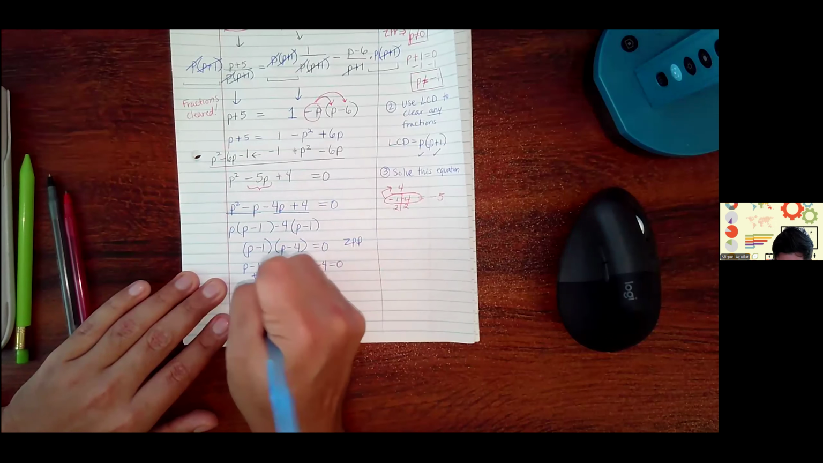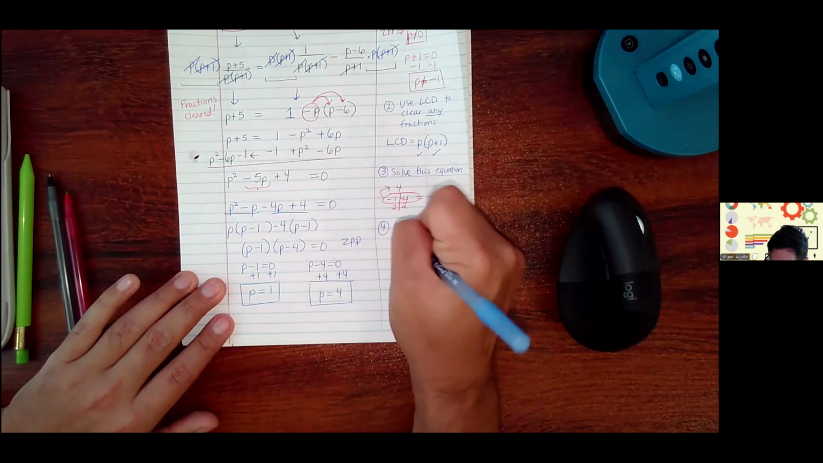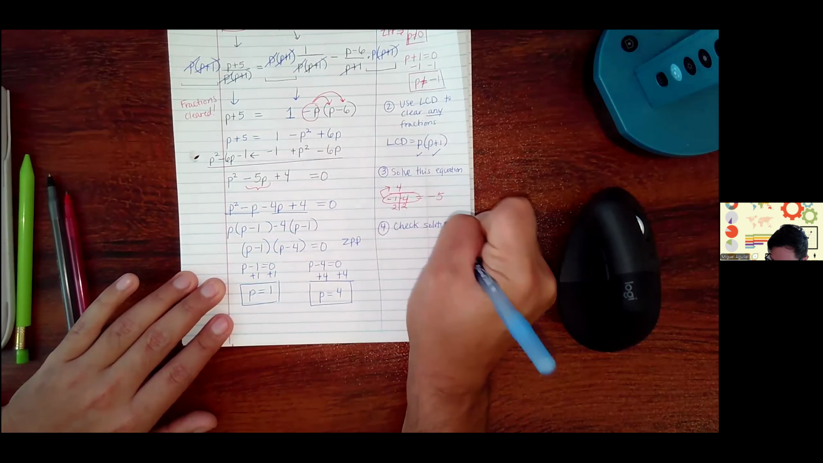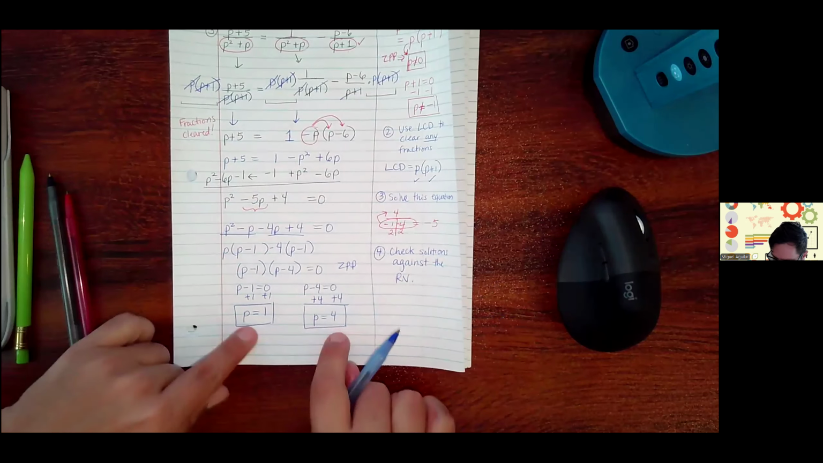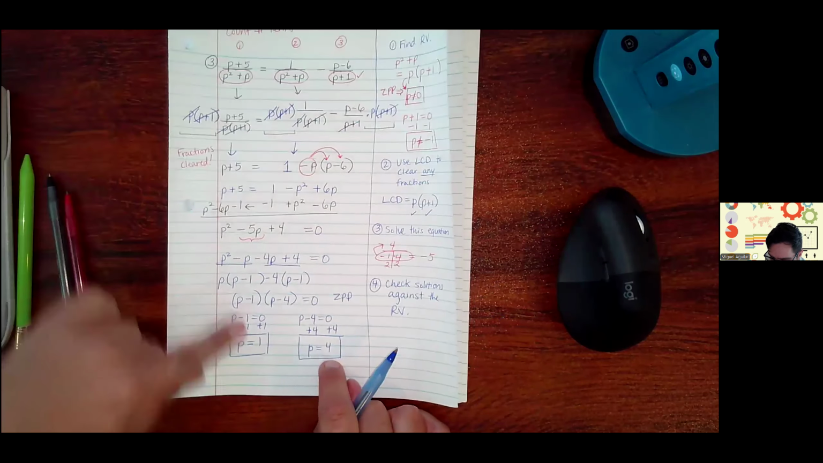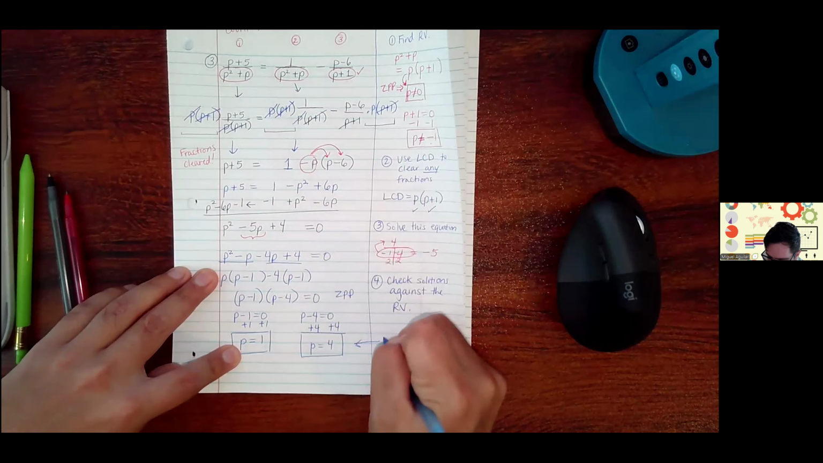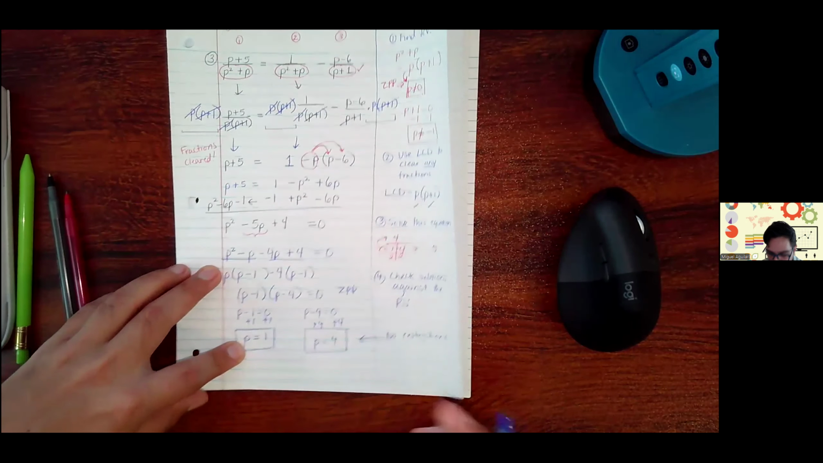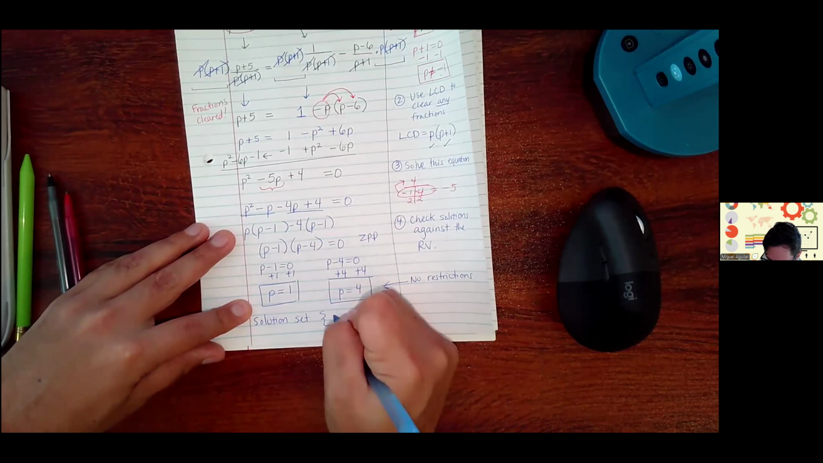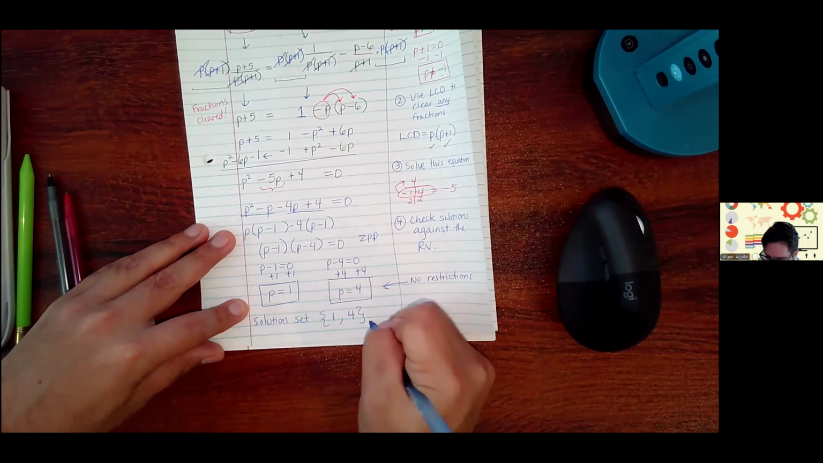Okay? So the only thing we have left to do is to check this. Fourth step is to check your solution. And we're checking them against the restricted value. So this is a little bit easier than checking our solutions for our radical equations, because we don't necessarily have to plug these back into the original equation. All we're checking to see is, are these restricted? And since my restricted values were just 0 and negative 1, that means that these are not restrictions. So that means we're good to go. Our solution set for this problem is 1 and 4.